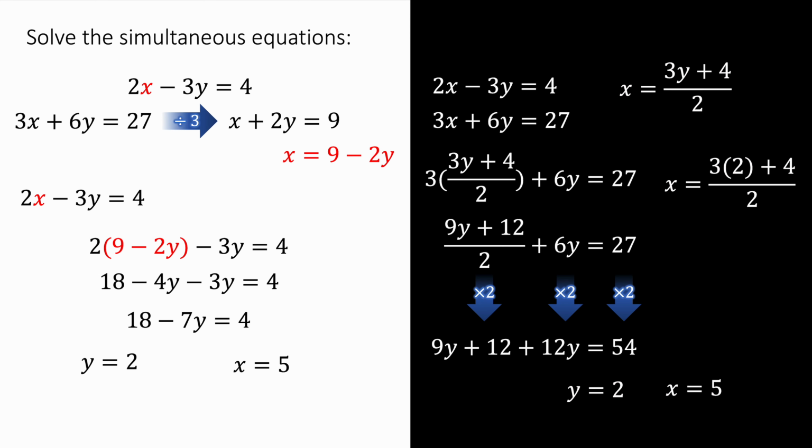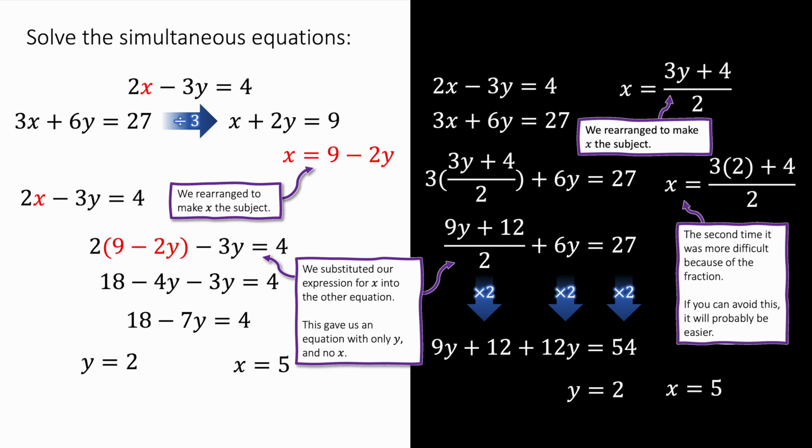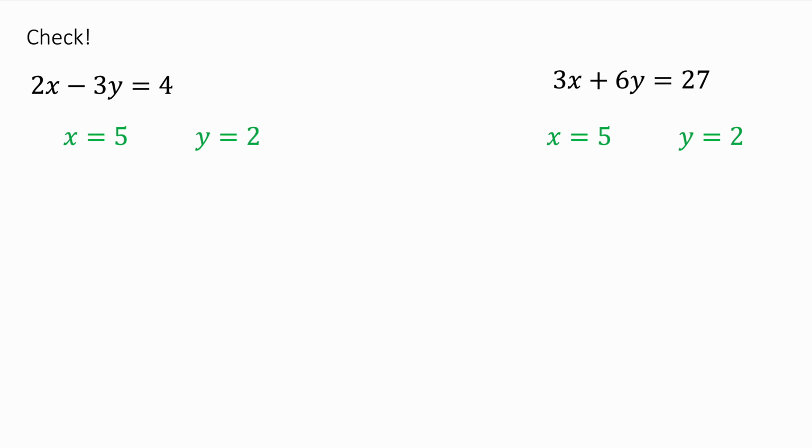And so we have 4 different methods for solving these simultaneous equations. Just reflecting on this one, we arranged to make x the subject, but over here we arranged the other equation to make x the subject. I felt the second time was more difficult because we had the expression that was a fraction, where we substituted our expression for x into the other equation. This gave us an equation with only y and no x. We then solved it and we got the right answer.